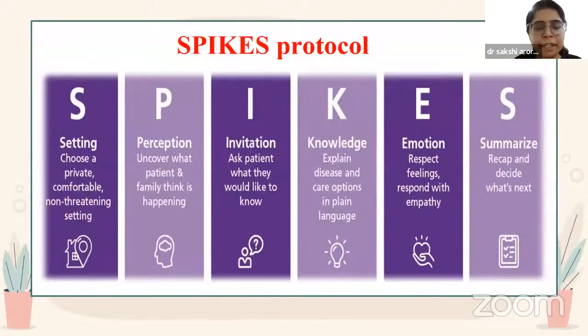To deal with breaking bad news, there is one protocol called SPIKES protocol. S stands for the setting, which means we give privacy to the patient and make them comfortable in a non-threatening setting. P stands for the perception, uncover what the patient and family think is happening here. I is invitation, we ask the patient what questions they want to know about. K means knowledge. We explain the disease and the care options in their normal language. And E is emotion, that is respect, feeling, respond with empathy. S means summarize, recap and decide what next in the future.